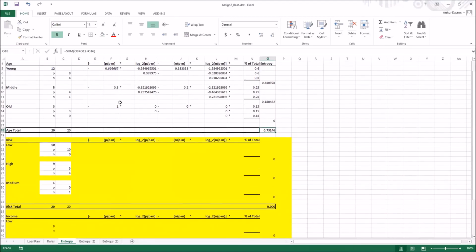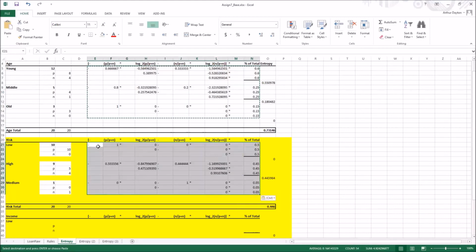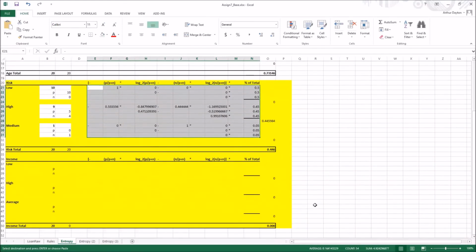So now if we wanted to do the same thing for risk, because these are all relative cell values here, we should be able to just copy paste. So I'm going to copy paste those values. That gives us our entropy calculation for risk.